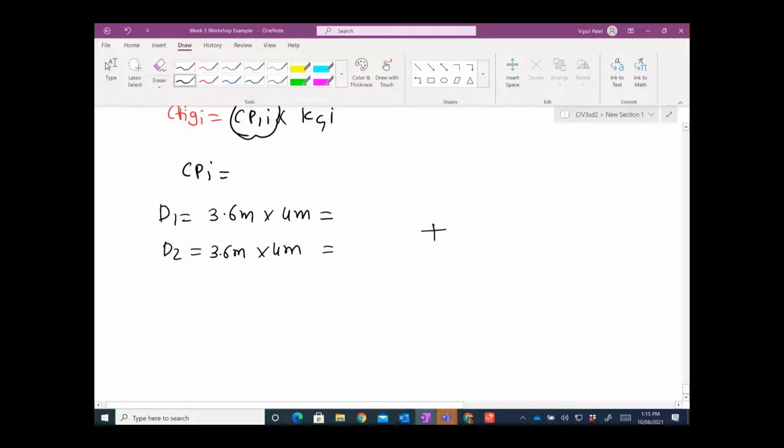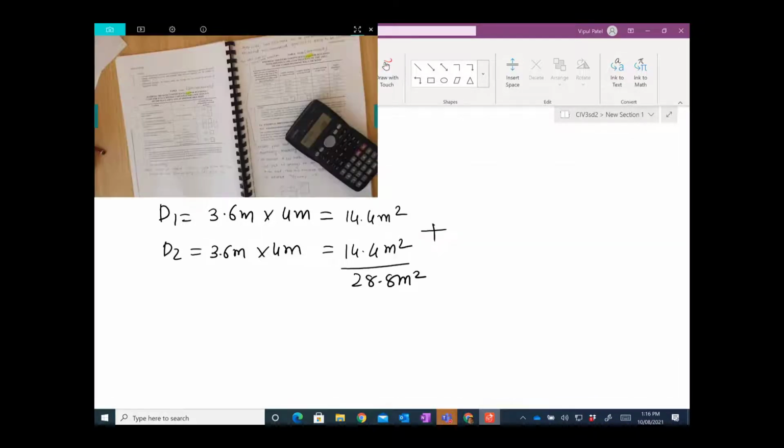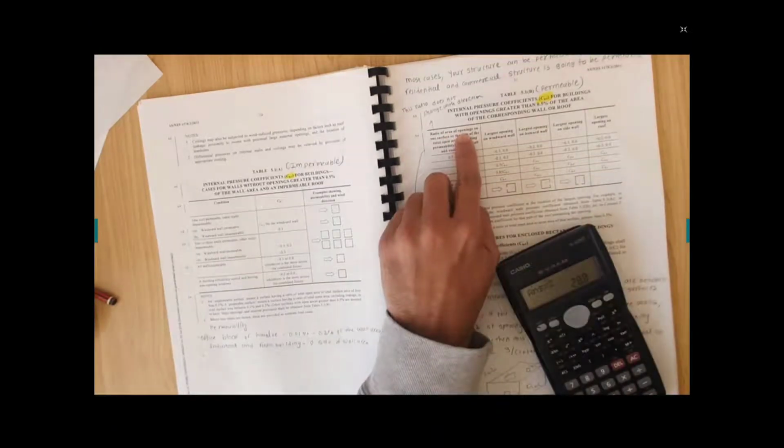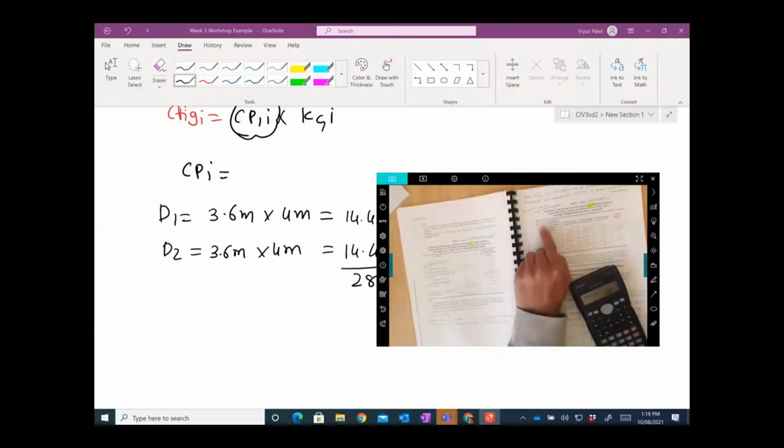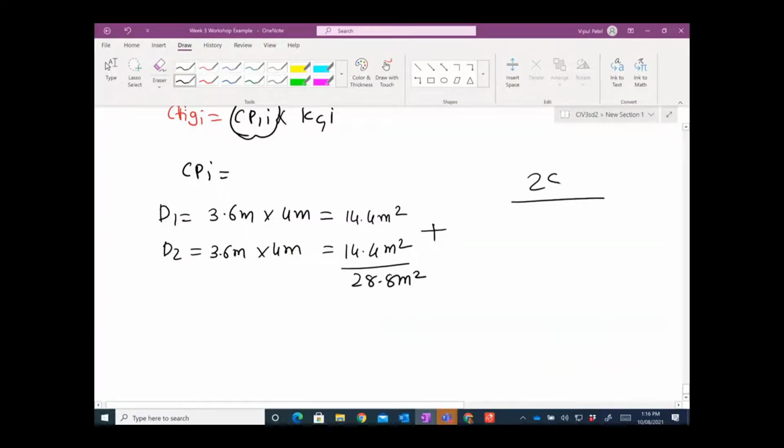Let me get 3.6 times 4, you get 14.4 meters square area, and then if you add them together you get 28.8 meters square. So area of opening on one surface, 28.8 meters square. So that is good, 28.8 meters square divided by, you have an area.